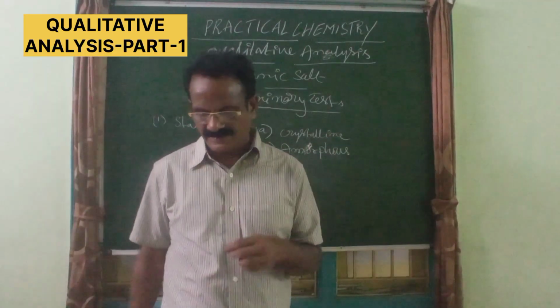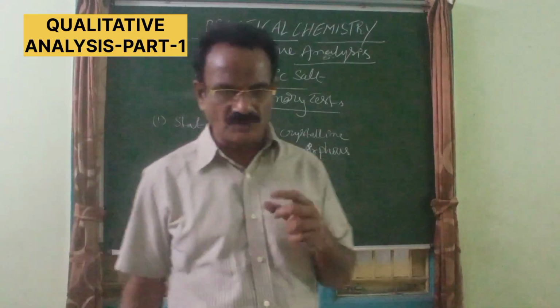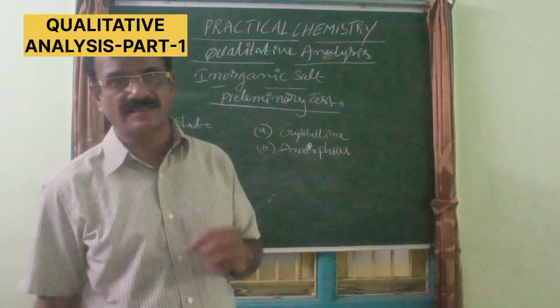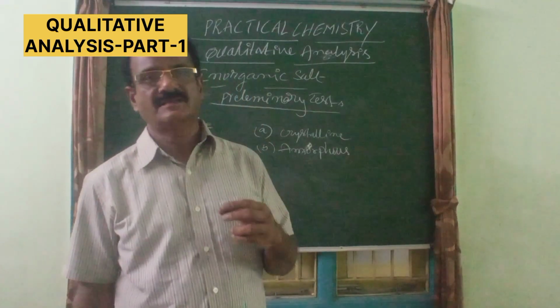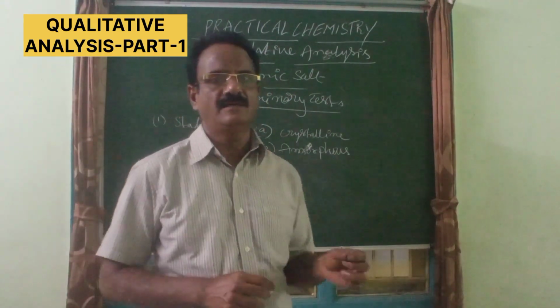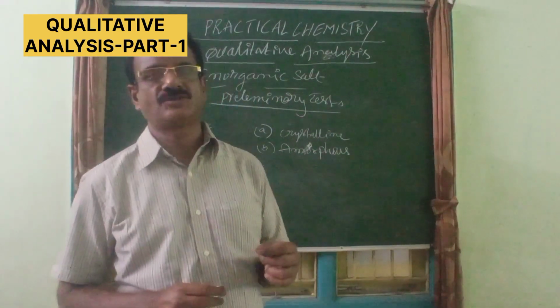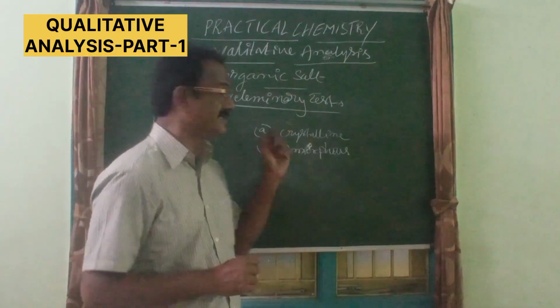Crystalline means it will have sharp edges. If the given salt or substance is composed of tiny particles with sharp edges, that is said to be crystalline.